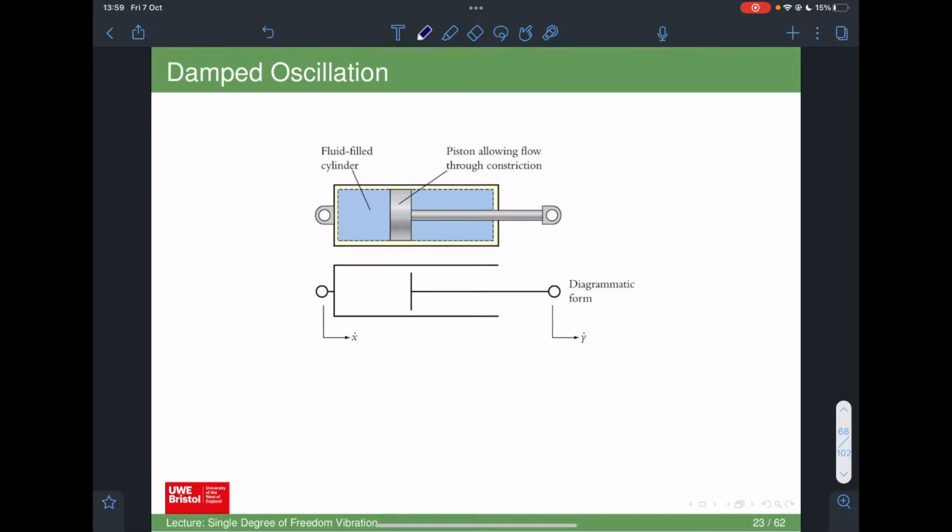things won't oscillate forever because we're in the natural world. Things are going to reduce. We can do lots of things to try and make them as free oscillating as possible, but eventually things will stop moving, because of damping.